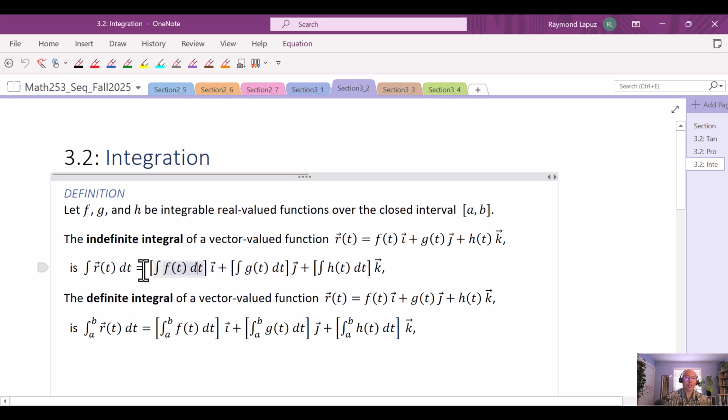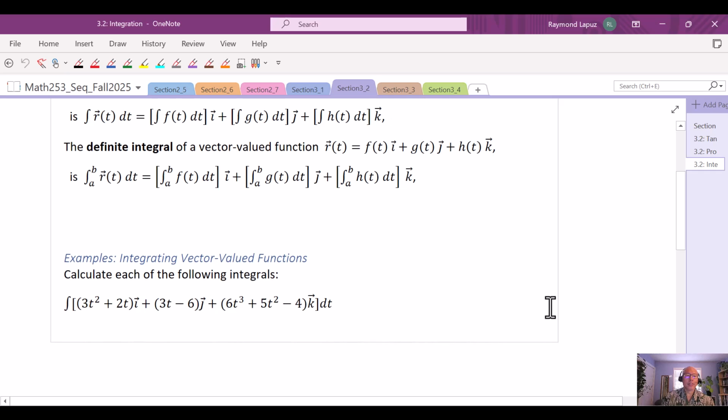Just remember that for your indefinite integral, each of these integrals will have a plus c attached to it. So we can put the plus c's inside of each of these components, or we can just remember to add a plus c vector on the outside. And we'll take a look at both of those scenarios.